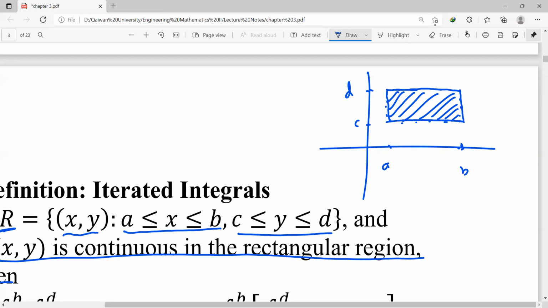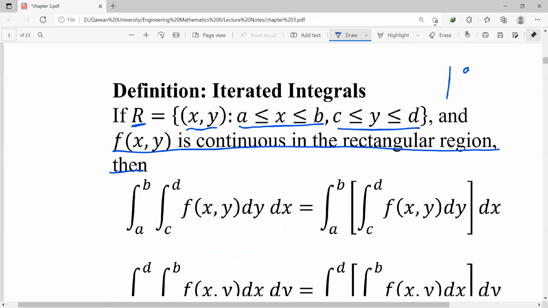Look, this is x and that's y. Here, x is from A to B. On the rectangular region, we say x is from A to B. Horizontally, we go from A to B. And vertically, which is y, we go from C to D.